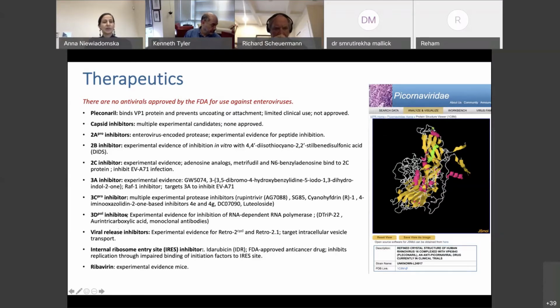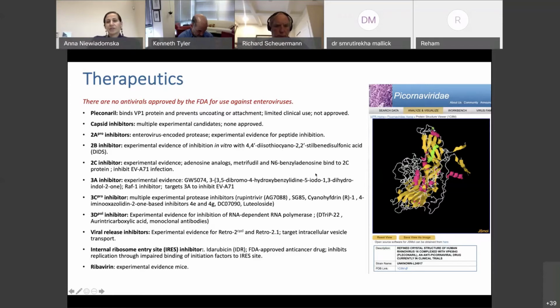So there are antivirals that have been explored for every single step of the viral life cycle, but up until now, none of them have been approved or reached end-stage clinical trials. So, there's a little bit of experimental evidence that ribavirin, which is a common antiviral, might be effective, but so far the evidence has only been shown in mice.